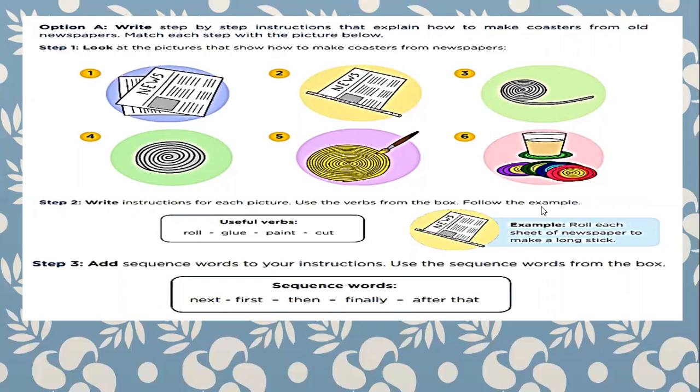This is, for example, the instruction you write for the second picture. Please, you have to write just a short sentence for each picture. Obviously, this instruction has to start with a verb. And finally, add sequence words to your instructions. Use the sequence words from the box. For example, first, I roll each sheet of newspaper to make a long stick. Then, for example, I paint the newspaper. After that, I cut the newspaper.